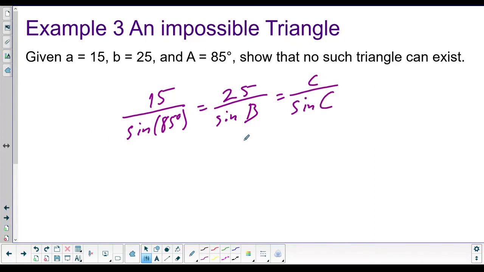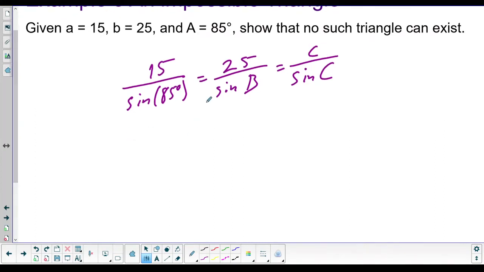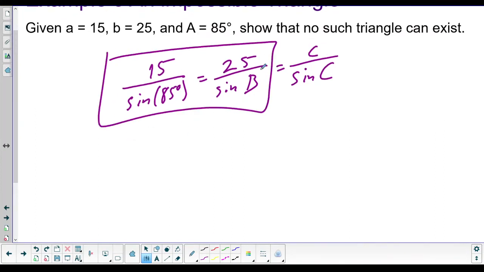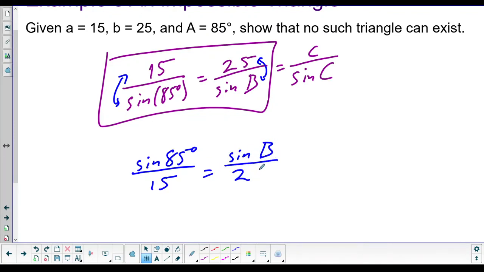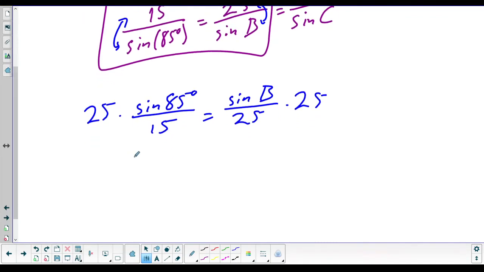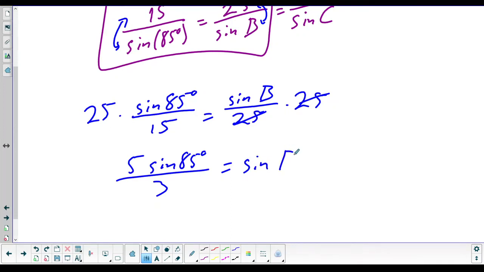All right. Now, we have to start with B because it's the only fraction with one missing piece of information. So we're going to just look at this chunk. Because the thing I want is on the bottom, I'm going to use that reciprocal trick to flip this over so that we're a little bit closer to having this solved. So we're going to have sine of 85 degrees over 15 equals sine of B over 25. We're going to multiply both sides by 25. So we get 5 sine of 85 degrees over 3. If I reduce those, these cancel. This equals sine of B.